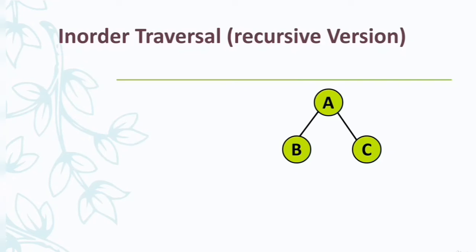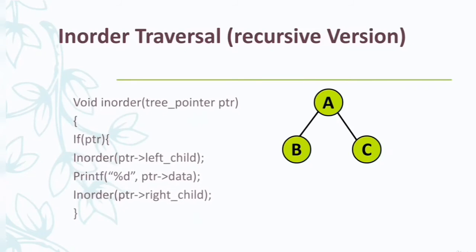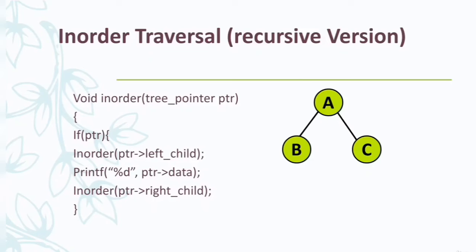The first one is in-order traversal. Let us consider the case of this small tree which has the root node A, left child B and right child C. We can write the structure for in-order traversal as shown below. In in-order traversal, the data part is in the middle, that is, first the left child comes, then the root and then the right child. In this tree, the left child is B, the root is A and the right child is C. So we can write its in-order traversal as B, A and C.